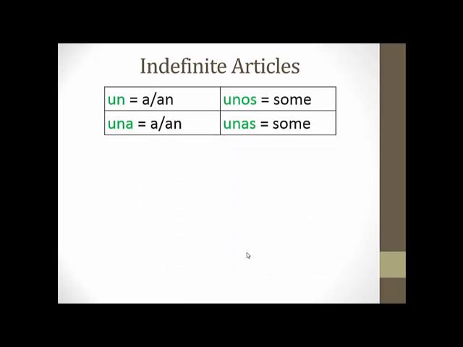Now we'll talk a little bit about indefinite articles. Here's a chart with the indefinite articles. Notice there are 4, just like there were of the definite articles. However, they have a little bit different meaning. So notice on the left side, un and una both mean a or an. And on the right side, unos and unas means some. That's plural. So at this point, pause the video and finish part D of the note guide, where it asks what 2 words mean a and an, and what 2 words mean some.